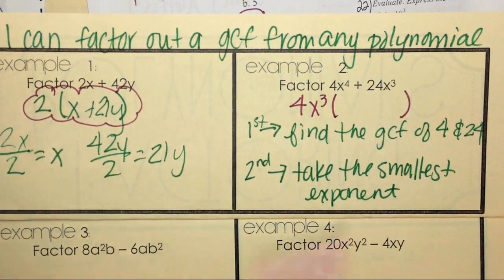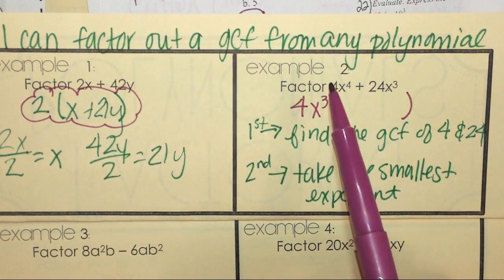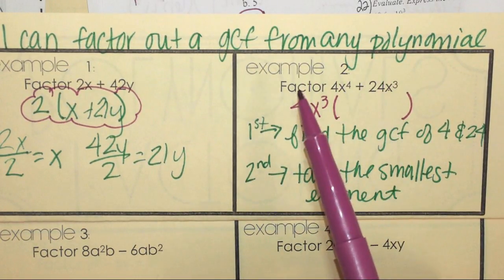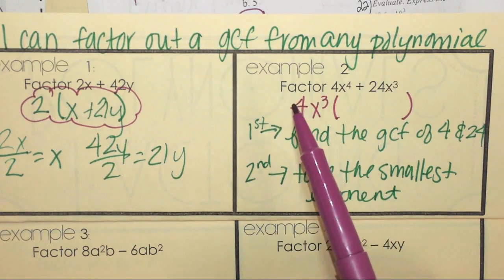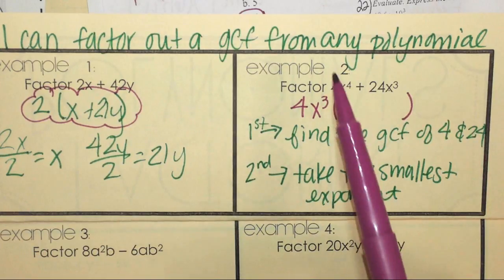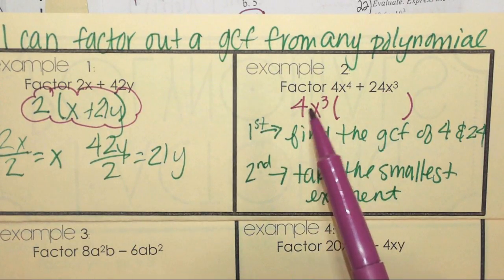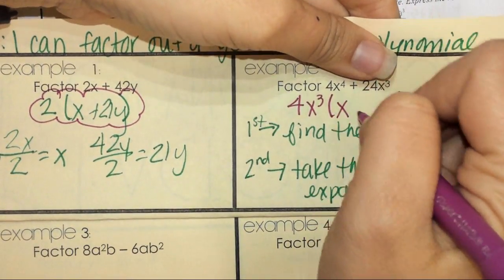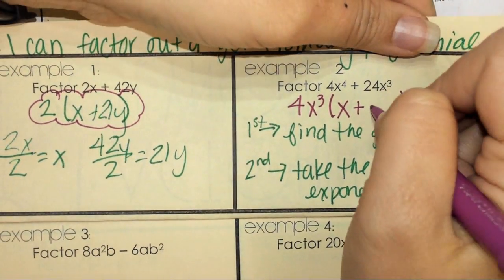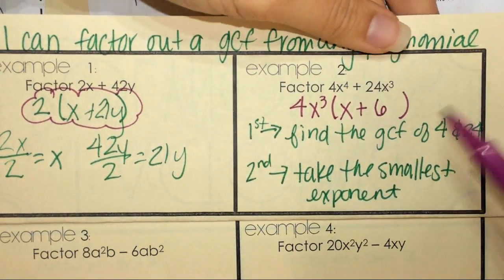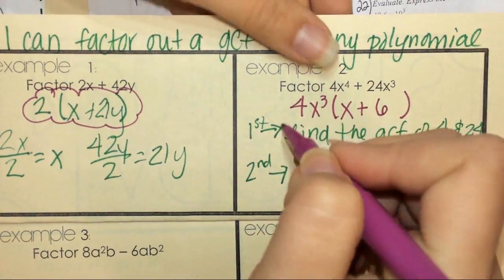Yep. So you take the smallest exponent and find the GCF of 4 and 24. So the biggest number that divides into 4 and 24 is 4. And then the smallest exponent is 3. Now what's 4 divided by 4? 1. And if you have 4 x's and we take out 3, how many is going to be left over? 1. So you just write x plus 6. Where'd you get 6 from? 24 divided by 4. And then if you have 3 x's and you take out 3, you have none left over. So you're done.